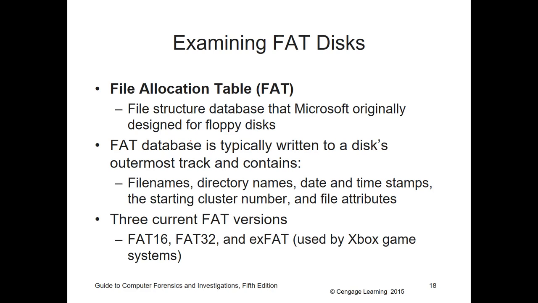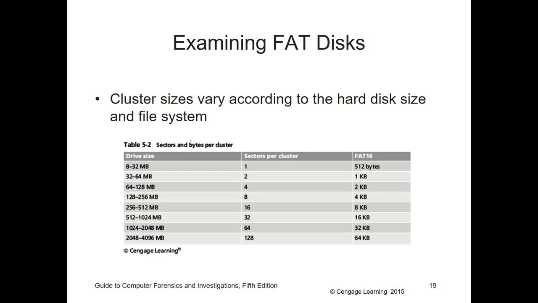The FAT database is typically written to a disk's outermost track, and it has the file names, directories, dates and times, starting clusters, and file attributes of each file that it will be written to. Again, if we're looking at the drive sizes, we can choose the clusters, and if we're looking at just the FAT16 series, we can see the bytes per sector.